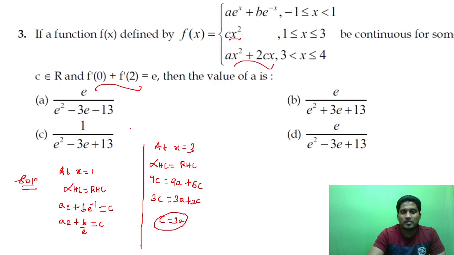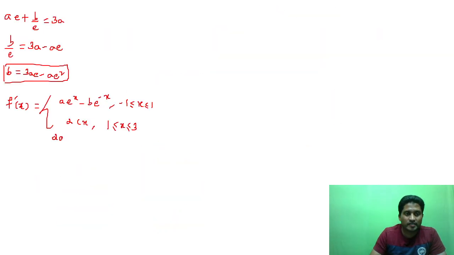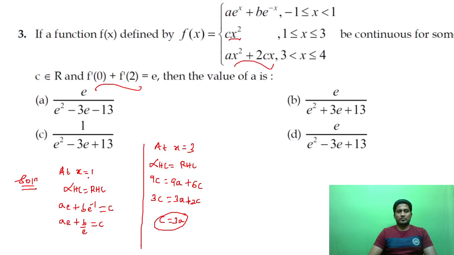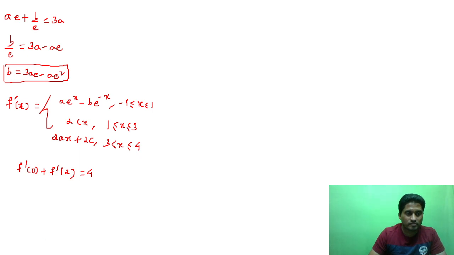Then differentiation of x square is 2x, so this is 2Ax. Then differentiation of x is 1, so this is 2C, where x is greater than 3 and less than or equal to 4. It is given in the question that f dash of 0 plus f dash of 2 is equal to e. With this condition, I am supposed to find the value of A.